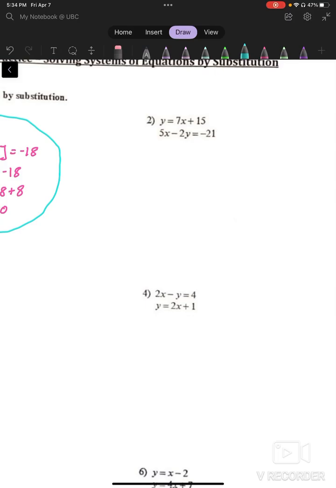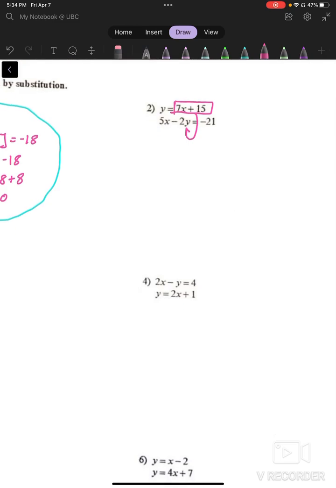I'm going to also do question number 2. It is very similar. They have given you y, and it's telling you y equals 7x plus 15. So here I'm going to take this 7x plus 15 and put it in for y in the other equation. That's going to look like 5x minus 2 times (7x plus 15) equals negative 21.